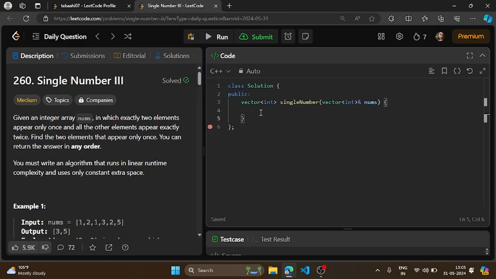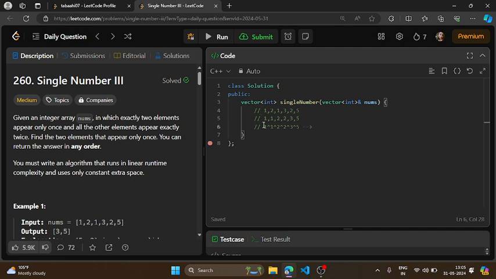Suppose I am given an array like this: 1, 2, 1, 3, 2, 5. Okay, so this is our array. Let us sort it first. So it is like this. Now, as I'm telling you, we can take the XOR of the entire array. So if you take the XOR, then 1 XOR 1 XOR 2 XOR 2 XOR 3 XOR 5, right? So this will be the XOR.